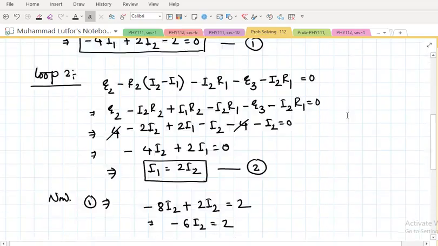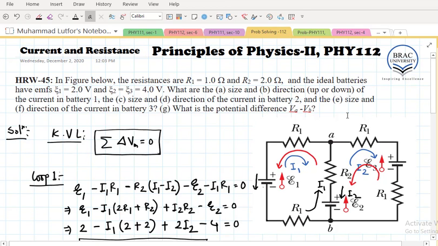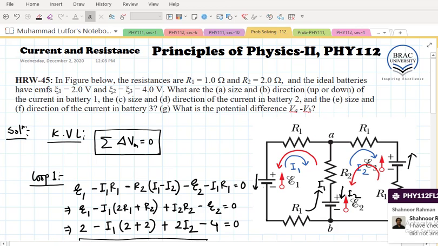So number E, what is the current through the battery E3? Now the current through the battery E3 is actually I2, which is 0.33, and it is moving in the upward direction. So through E3, the current will be in that direction, so that's why it will basically be upward.